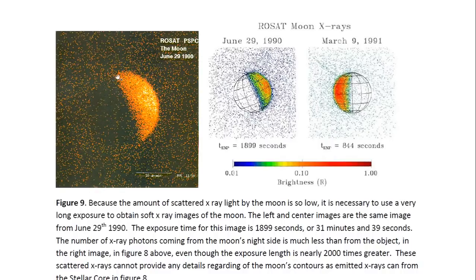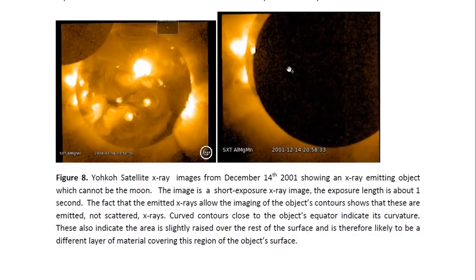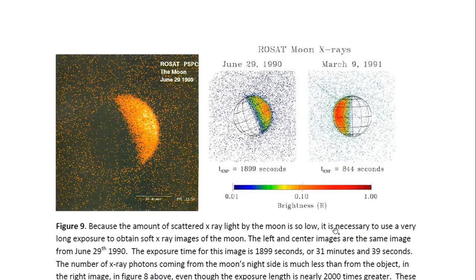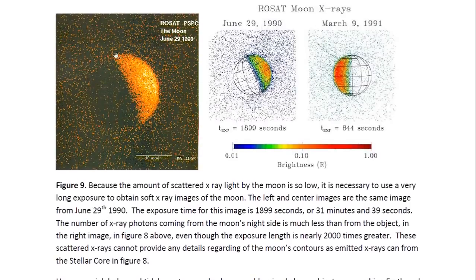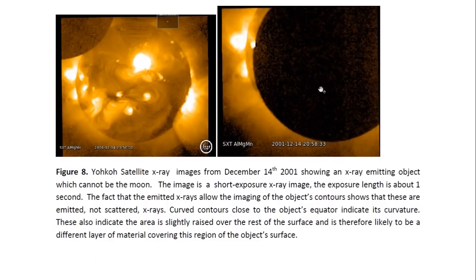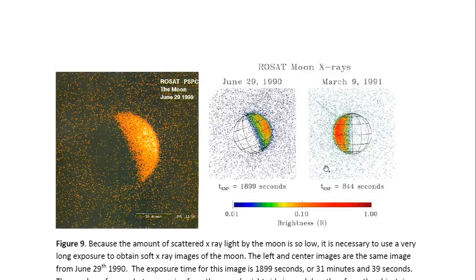And these are how many X-ray photons the moon managed to scatter in that time, and from its night side. So this means that this object cannot be the moon. Also, we cannot get any ideas to the moon's contours from scattered X-rays. Only emitted X-rays can give us an idea or allow us to image the contours and surface features of an object.